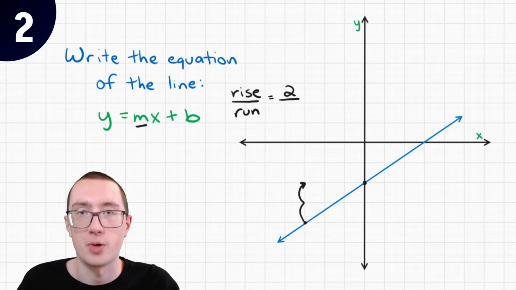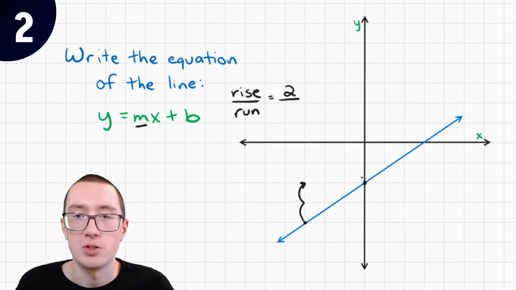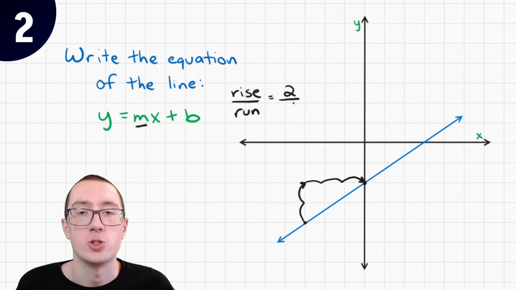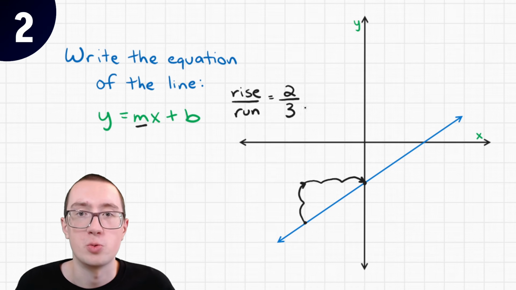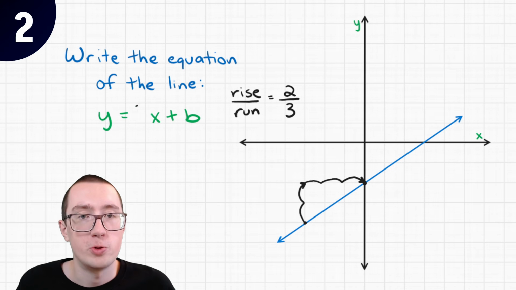Running means going to the right. So to get from here to this second point that we drew, we need to run 1, 2, 3 squares. So our run is going to be 3. Now, if this was a fraction that you could simplify, like 4 over 2, that would just be equal to 2, then you would do that. But in this case, we can't simplify this fraction. 2 over 3 just can't be simplified. So in this equation, we're going to replace m with 2 over 3.